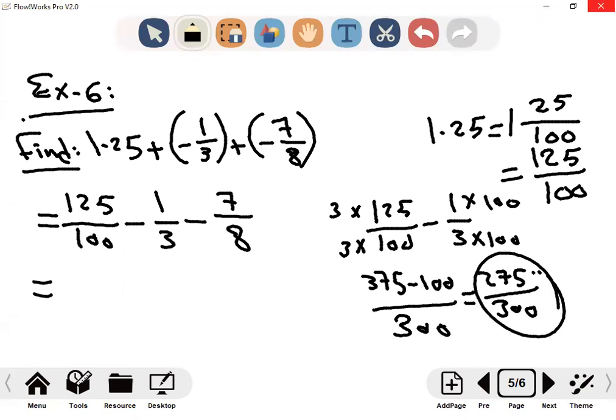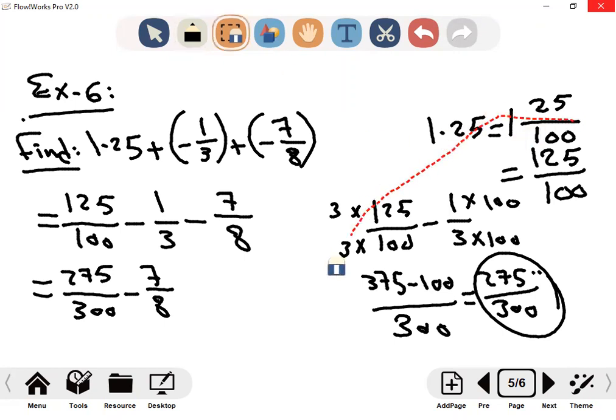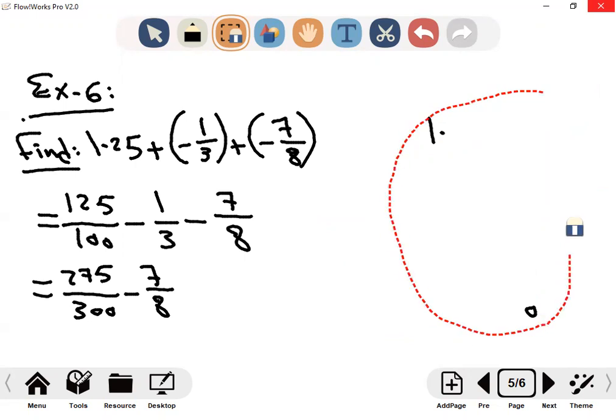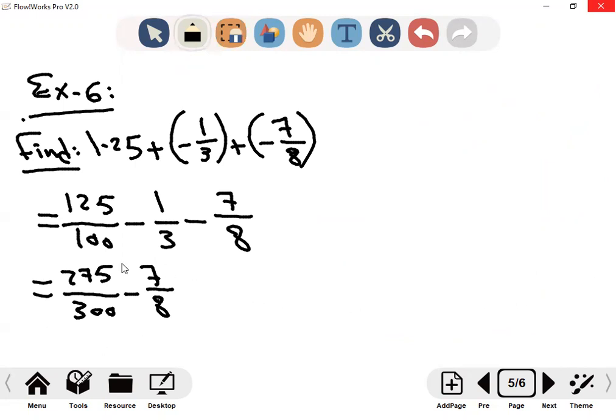Take it. Where do we put it? In place of these two fractions, right? The answer of them is 275 over 300, minus. I will do the same now. Now, do we need these calculations here? No, I don't need them. It is only to prepare my solution. Okay, done. So I will go back here and I will calculate this.